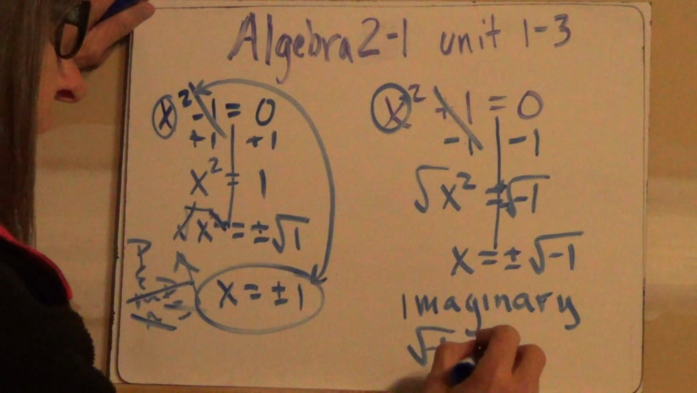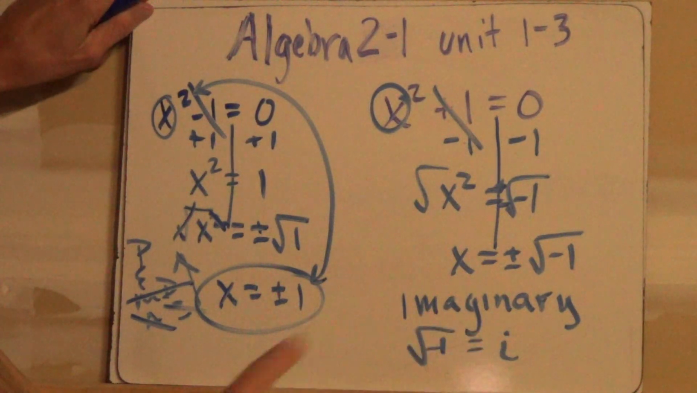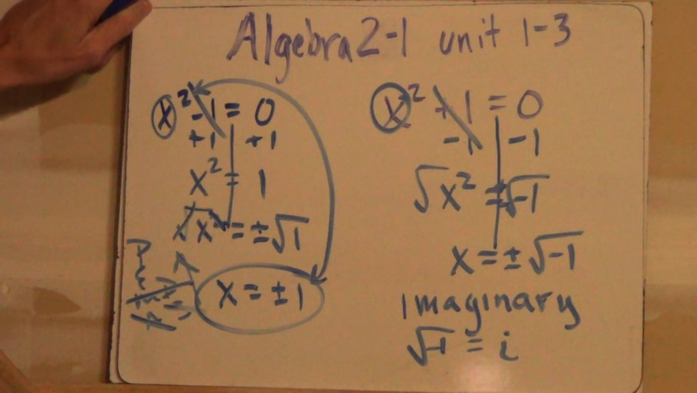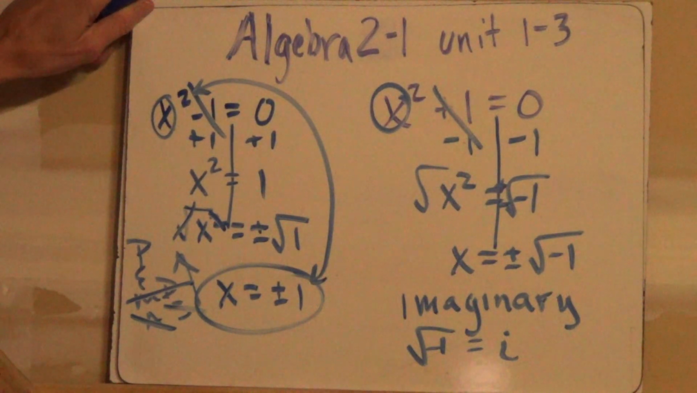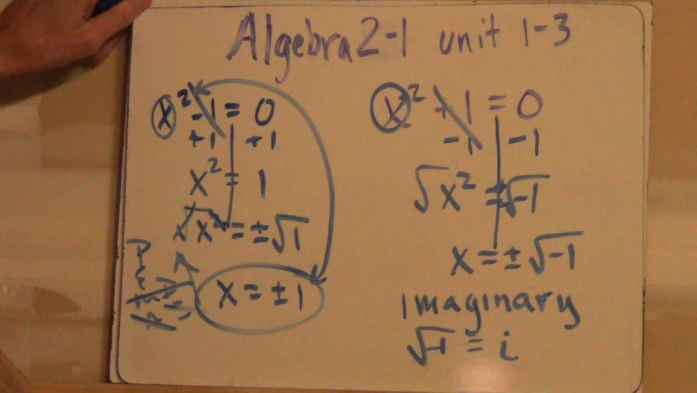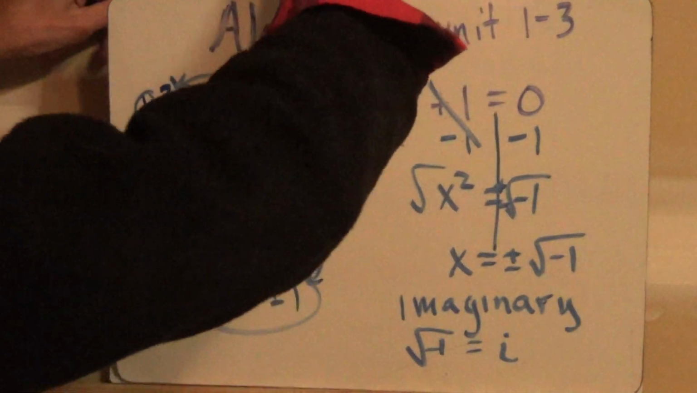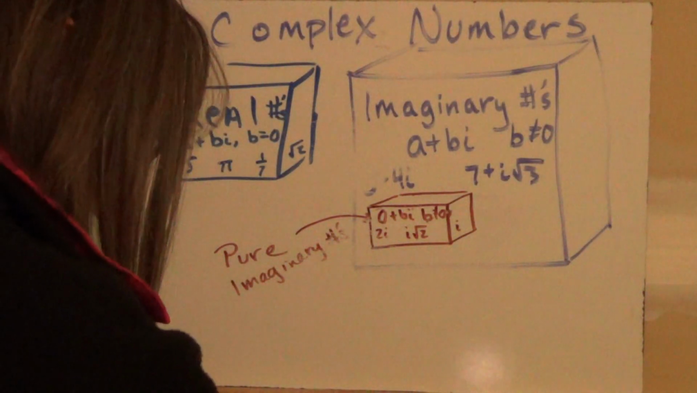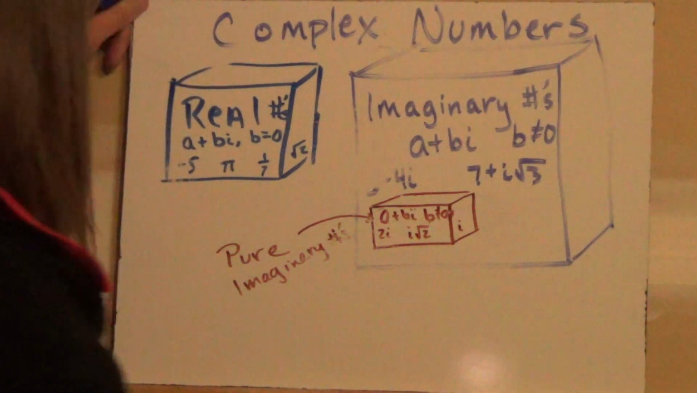Radical -1 is what we call i. i has a value of radical -1. And so now we're going into imaginary numbers. Don't get freaked out. It is so awesome. You guys like sci-fi. Just put a little bit of music on here.